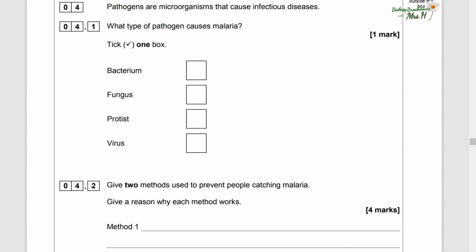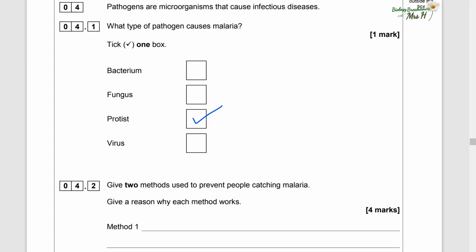Pathogens are microorganisms that cause infectious diseases. What type of pathogen causes malaria? Well, that is definitely a protist, and if you remember, these are found in the salivary glands of mosquitoes, and when mosquitoes bite a human and insert their little mouthpiece in to get a lovely bit of blood, they also insert the protist into the human, and then that protist starts to carry out its life cycle and cause malaria in the individual.